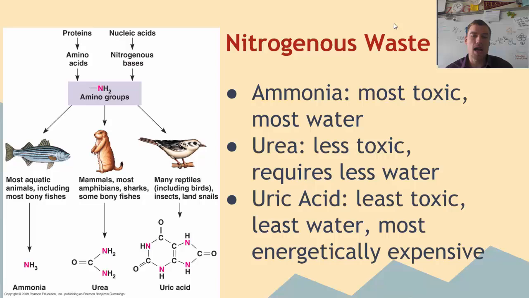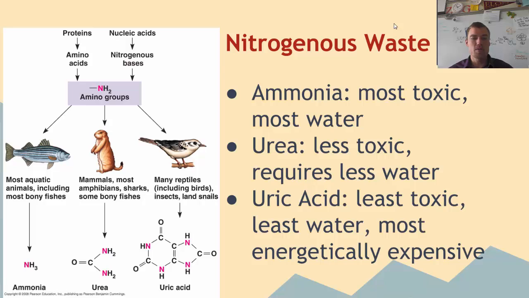Ammonia is the most toxic, and it requires the most water because you have to dilute it. This is only produced by aquatic organisms such as fish. Ammonia is not very energetic in terms of what you need to produce it. And where this ammonia is coming from is the amino groups in amino acids, and it's also coming from nitrogenous bases. And the problem is that these amino groups are toxic if they build up too much, so you have to get rid of them.